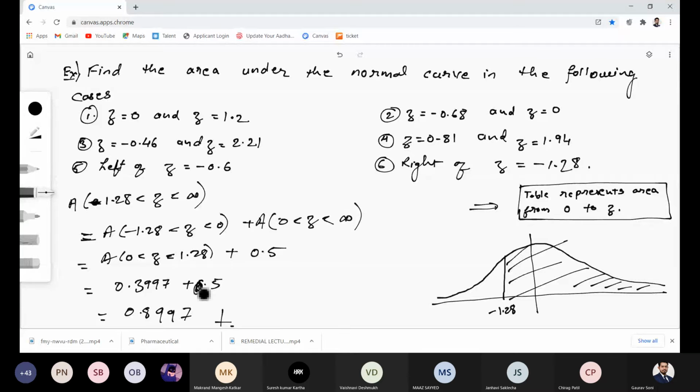Okay. So that is all about the normal distribution. We will solve one example because all the types I have covered in this example. So we just need to see now how to apply this knowledge in our actual examples.